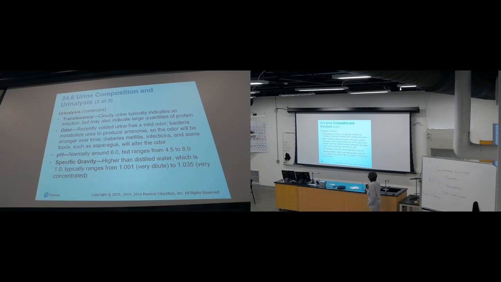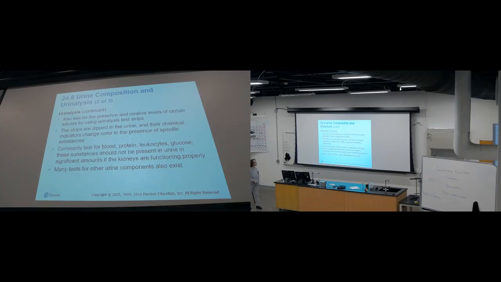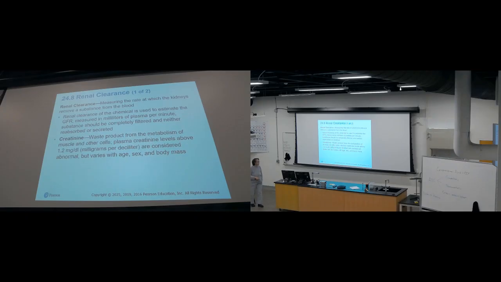Specific gravity is higher than distilled water, which is 1, so it's 1.001, which in the case of urine is very dilute, or 1.035, very concentrated. So, to do your analysis, sometimes you use these test strips that are dipped into urine, and then you read the presence of molecules like blood, protein, leukocytes, glucose, etc. And it tells you if something is wrong.